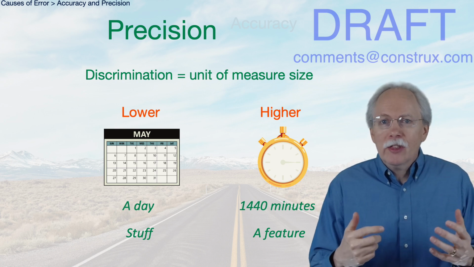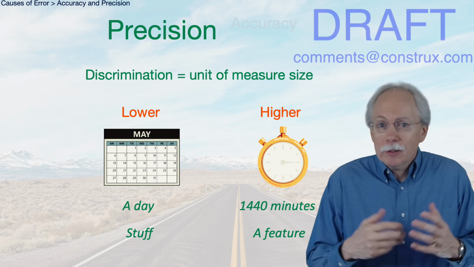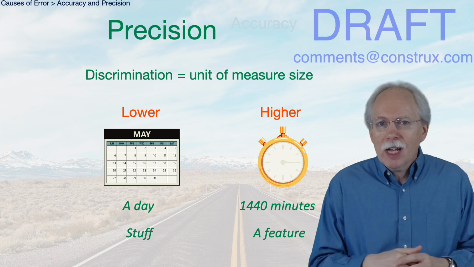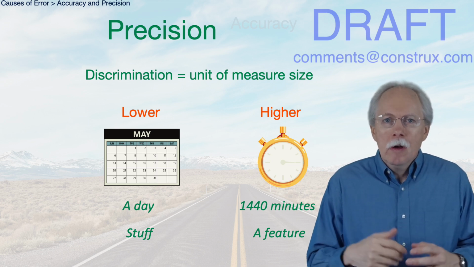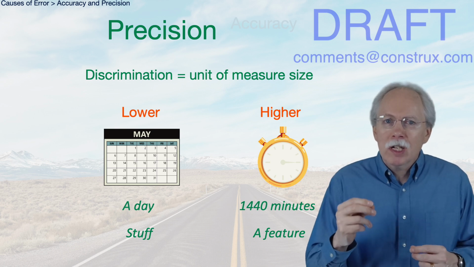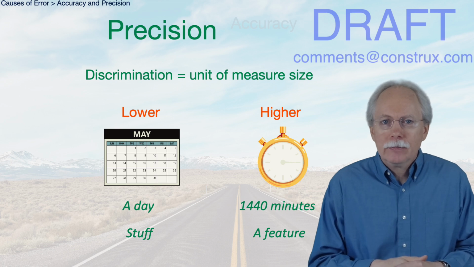Same thing if I was building things. If I said we are building some stuff, that's not very precise. It has low precision. If I name a specific feature, that's more precise. It has higher precision. When we use the word precision for a single estimate, we need to ask, what is our unit of measure? How well can we discriminate?